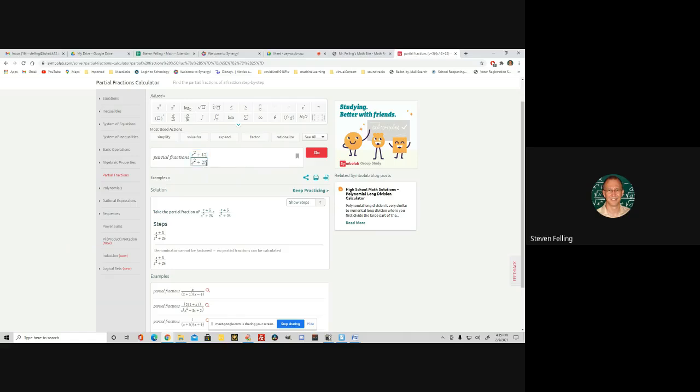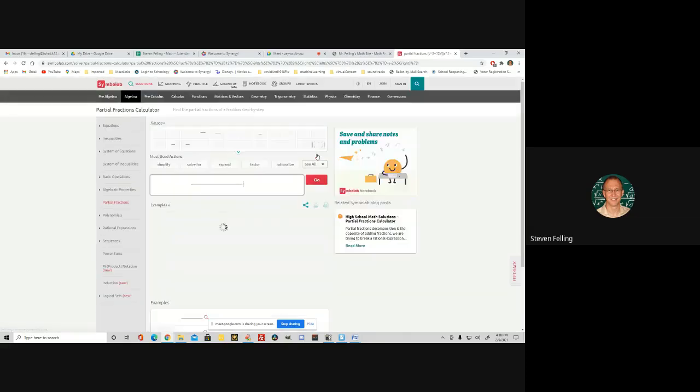On the bottom, we've got s squared plus 9 in parentheses, times another quantity, s cubed plus 2s squared minus s minus 2. And we'll let them do the hard work of figuring out what this expands into as separate terms.